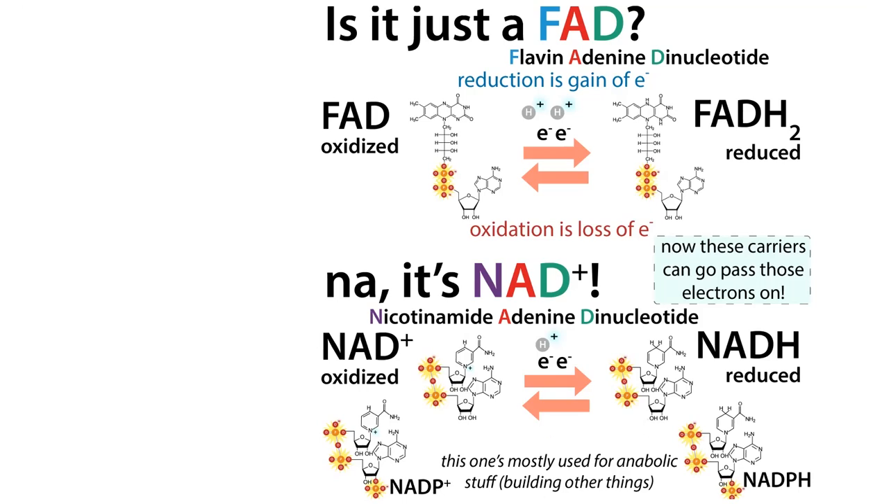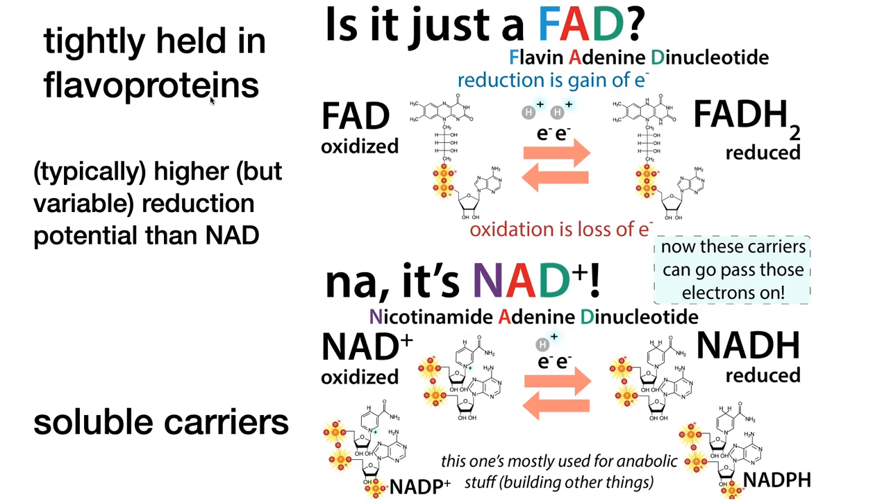Let's think about some of the similarities and differences between NAD and FAD. I know that I'm going to be kind of lazy about saying NAD plus or NAD. FAD, this is actually going to be tightly held in proteins. We call those flavoproteins. Whereas our NAD, this is going to be soluble so it can go and travel around. The FAD is typically going to have a higher but variable reduction potential than our NAD. If it has a higher reduction potential, if we were to pass something to it, we would get more energy. And so we can use it to drive oxidation reactions that require more energy.